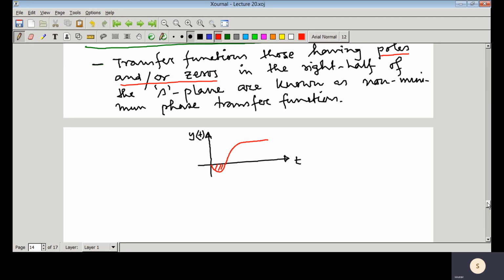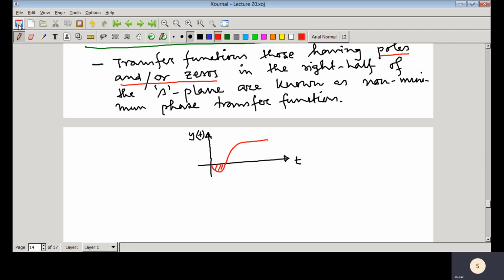Why are they important? Because if there is any zero on the right half of the S-plane, in the root locus you have seen that whenever you start increasing the value of k, one pole moves toward that zero. So after a particular value of k, the system becomes unstable. That means it imposes a lot of constraints in the design. Those things will be discussed in the second part of this course: if there is a non-minimum phase zero, what type of problem you would face in designing a controller.